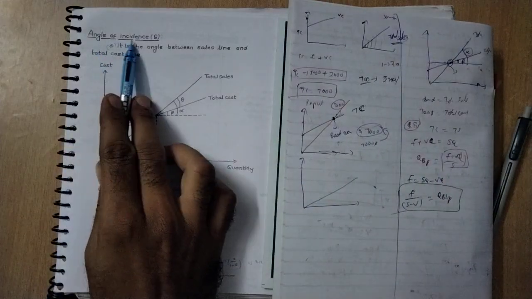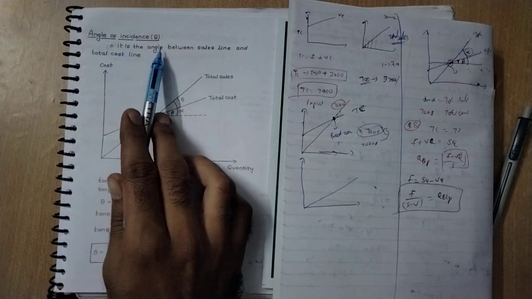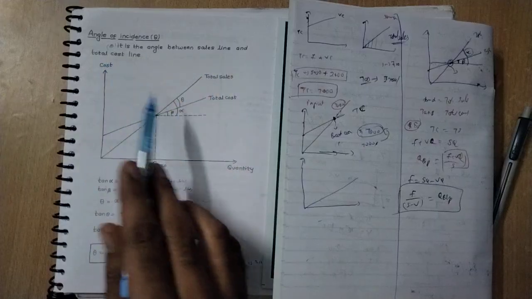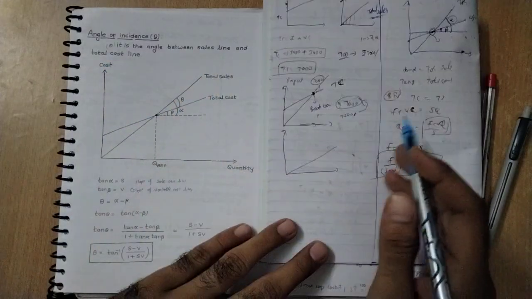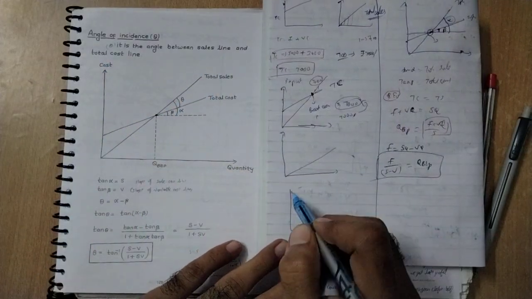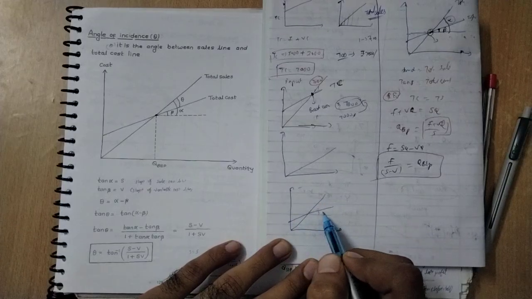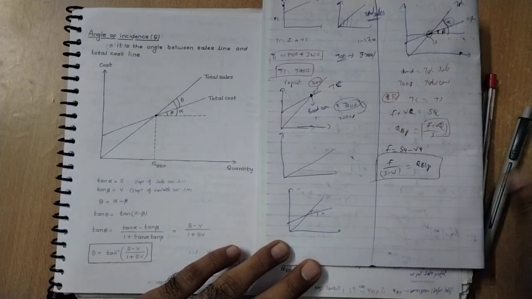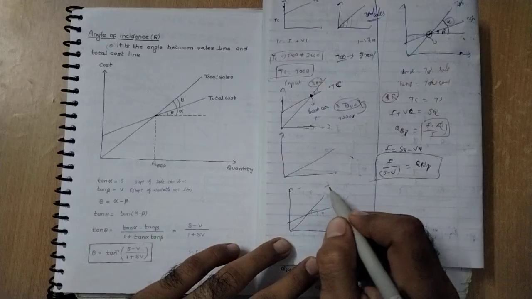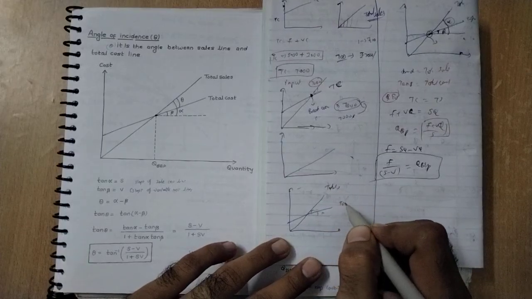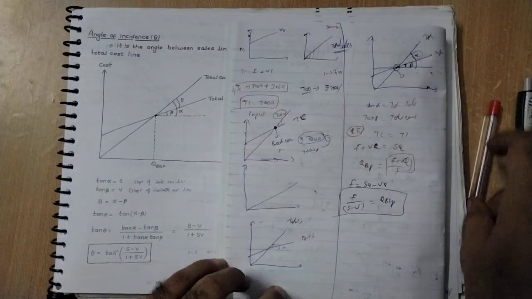Next one, angle of incidence. Angle of incidence is the angle between the sales line and the cost line. You can see, for example, this is green like this, and this is green. What I just told, this is beta, this is alpha. But for total sales as well as total cost, there will also be an angle.